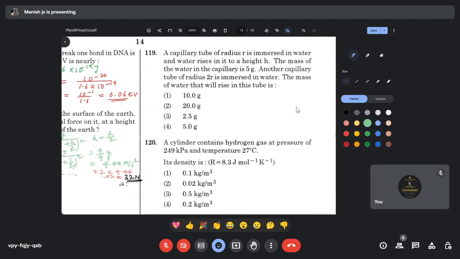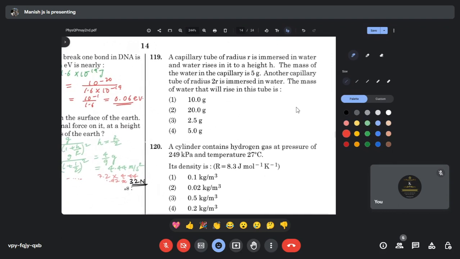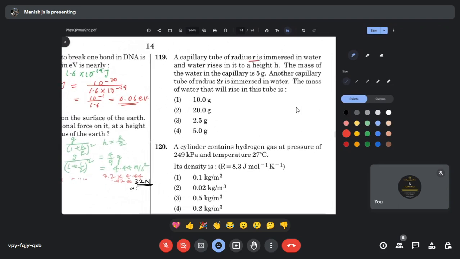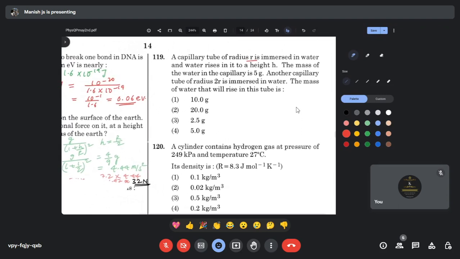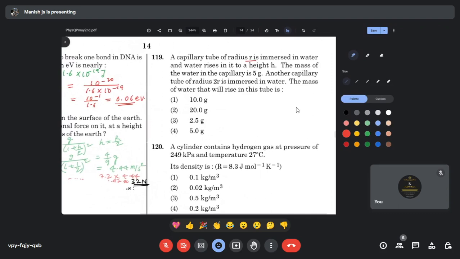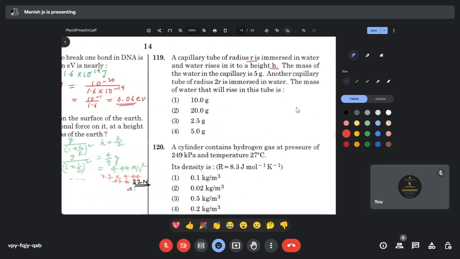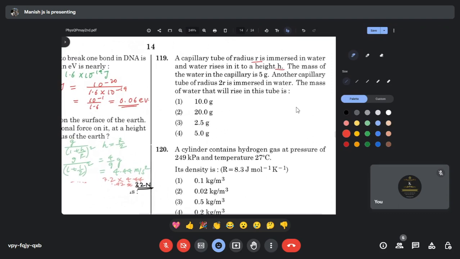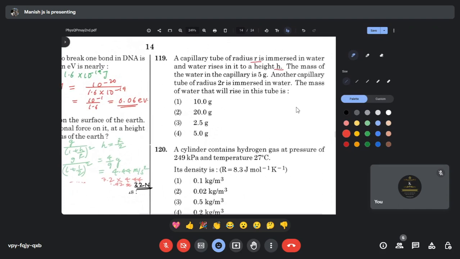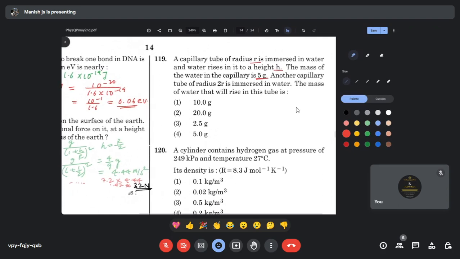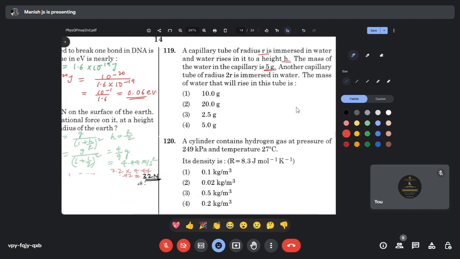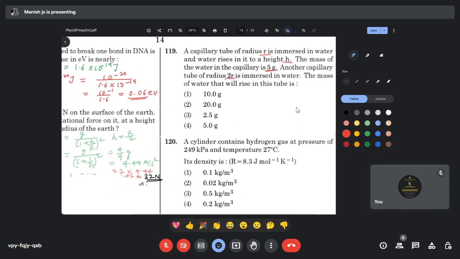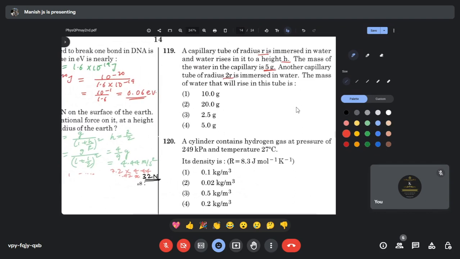So what is the capillary rise is what they're asking. So you have 4 options here. As we read the question, you can see radius is r. Once the capillary tube of radius r is immersed, it is rising to a height h. And the mass of the water in the capillary is 5 grams. Another capillary tube of 2r is immersed in water, and what would be the mass of the water that is going to rise?